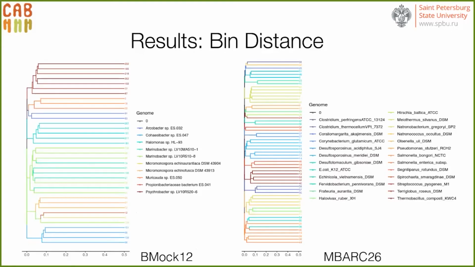To demonstrate this, here is our bin distance estimation for BMOC12 and Embark. Nodes represent initial MetaBAT bins that we refine. Node color represents the most abundant genome in the bin, and the tree is built using hierarchical clustering from our estimated distance. So we can see that bins from 2 closely related Marinobacter species in BMOC12 are mixed in a single branch. And the same happens on Embark, but to a lesser extent.